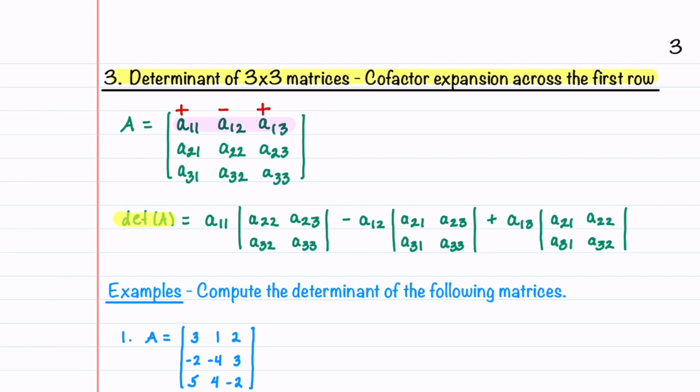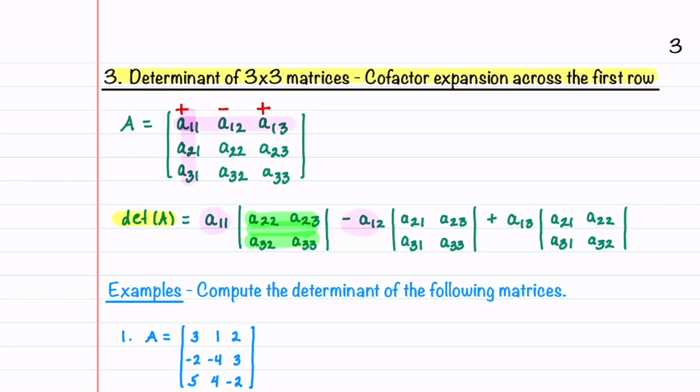The determinant of A is then the first entry, A11, times the 2x2 determinant that remains after crossing out the row and column common to A11. We'll then subtract the next entry, A12, cross out the row and column common to A12, and this is the 2x2 determinant that remains. We'll then do the same thing with our last entry, A13, cross out the row and column common to A13, and this is our 2x2 determinant that remains.